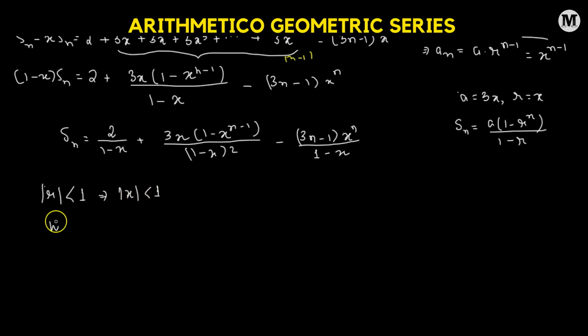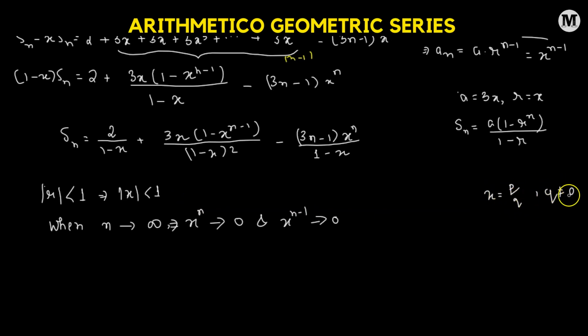For this particular case, when our number of terms approaches infinity, then this implies that x raised to the power of n is going to go to 0. And also x raised to the power of n minus 1, that's also going to approach 0. Now think about this. It's given here that the magnitude of x is less than 1, which means that if we consider x to be a ratio p over q, where q not equal to 0 and p is less than q, in that case x is always going to be less than 1. So this is what it means when we say x is less than 1.